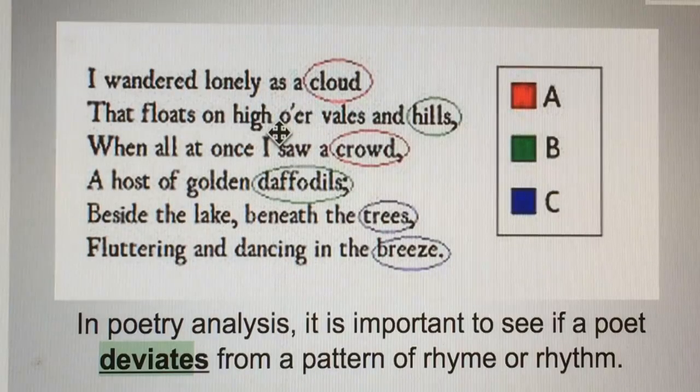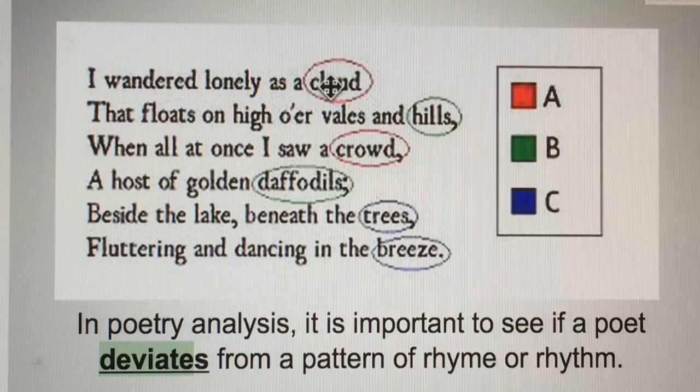So here's a famous poem, part of one. And you can see that the last word of the first line is cloud, and that rhymes with the end of the third line, crowd, cloud, crowd. The last word of the second line is hills, and it rhymes with the fourth line ending daffodils, hills, daffodils.